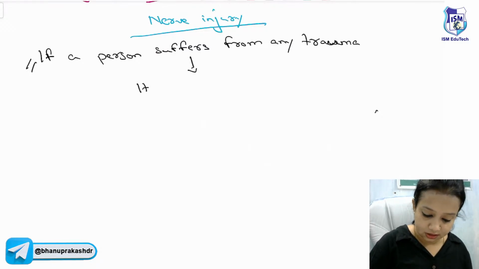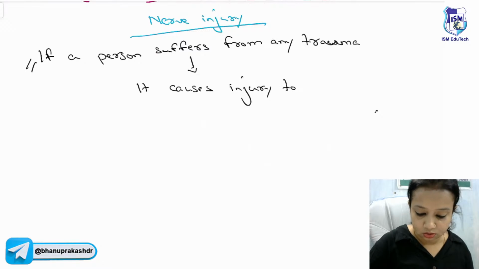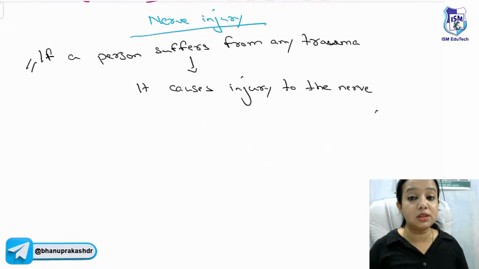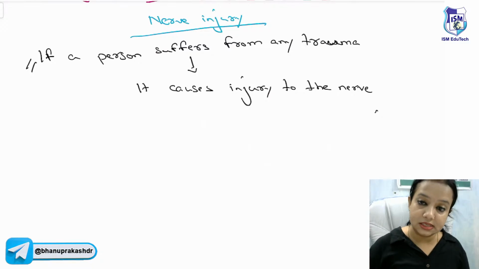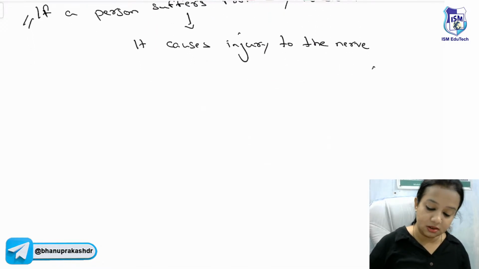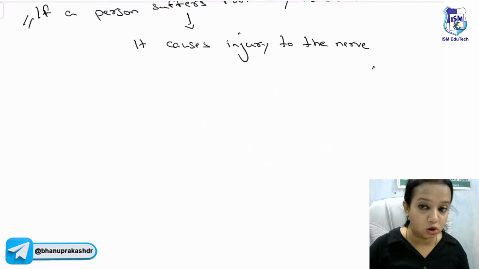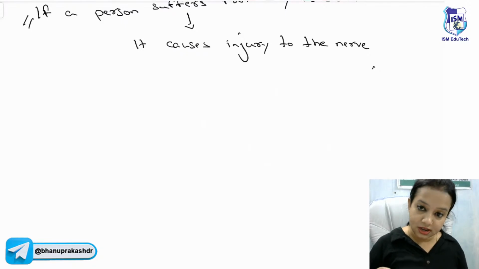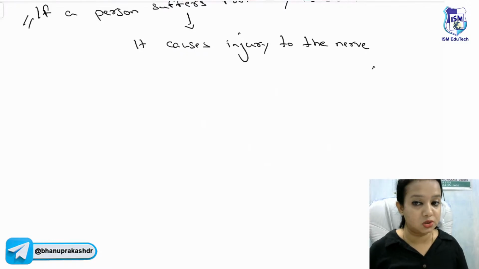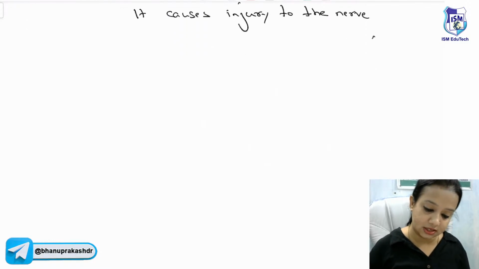it causes injury to the nerve. Now, injury to the nerve does not always mean that it is very severe, very extreme. It can happen in lighter severity also. So, nerve injury, depending on the severity, has been classified by Seddon and Sunderland.